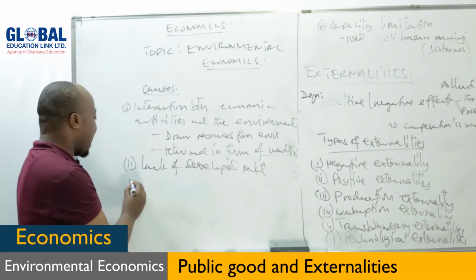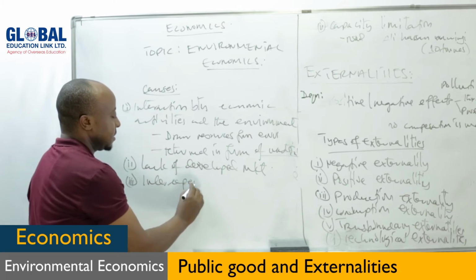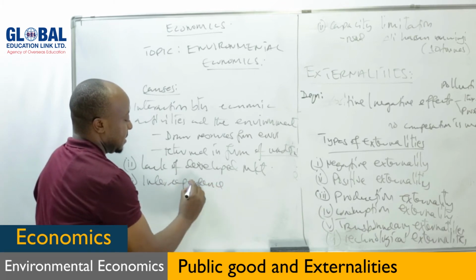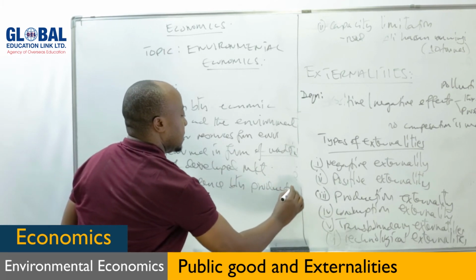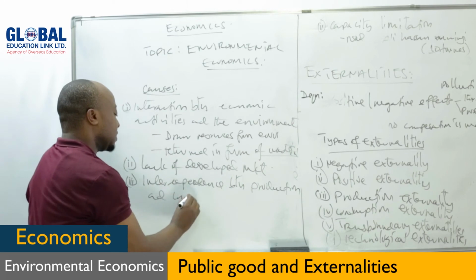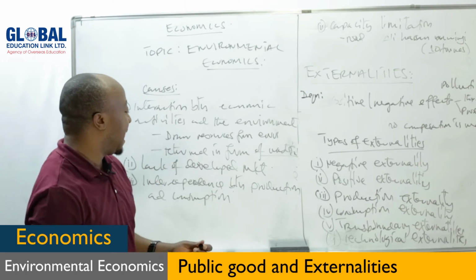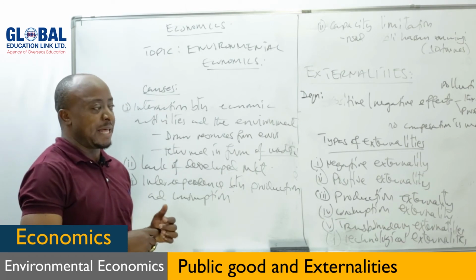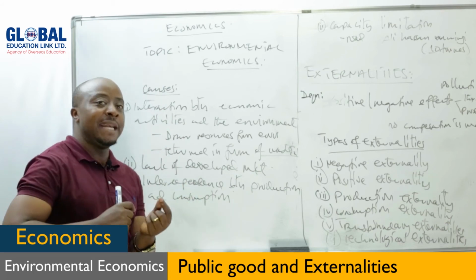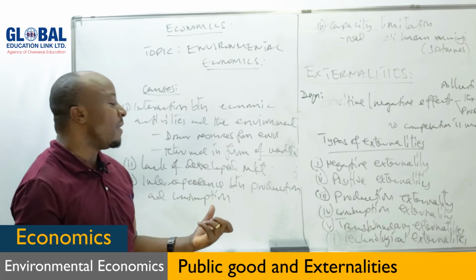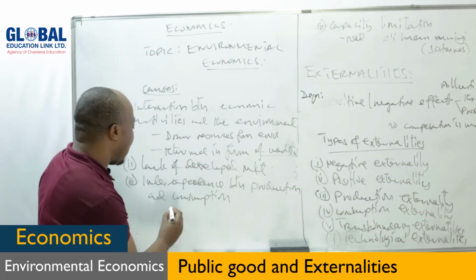The third cause we have is interdependence between production and consumption. It means production and consumption have great interdependence. They depend on each other. Sometimes the relation between production and consumption directly generates externalities. It means some goods, once they are produced, on consuming them, generate externalities. For example, let's say automobiles.